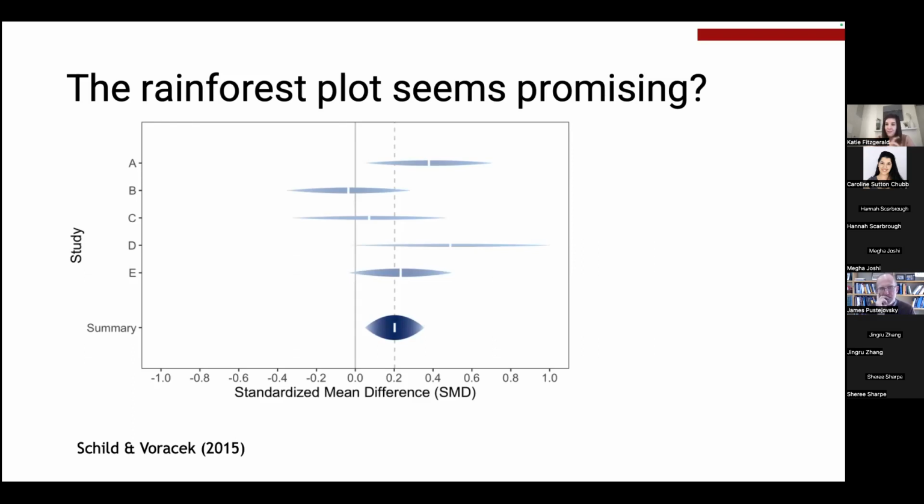And their solution was the rainforest plot, which is displayed here. And when I saw it, I thought it was pretty promising, right? So they've kind of fixed the confidence interval bar issue. So they're showing continuous displays of uncertainty. And you can tell they've really tried to pay attention to not bringing undue visual attention to things as well, because they've kind of made the least precise studies appear lighter, more transparent and thinner.